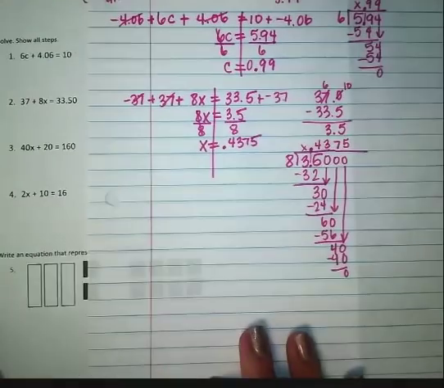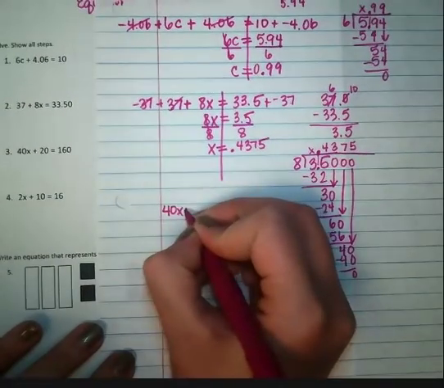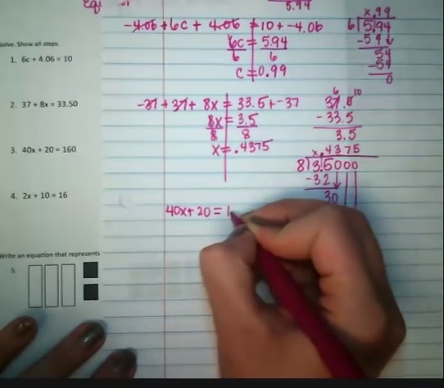Okay, so number 3, we got 40x plus 20 equals 160.